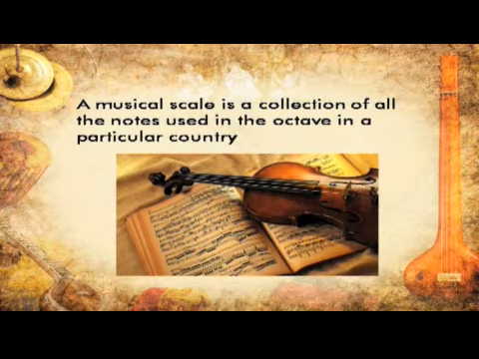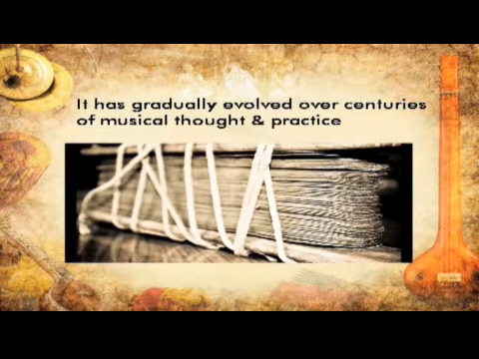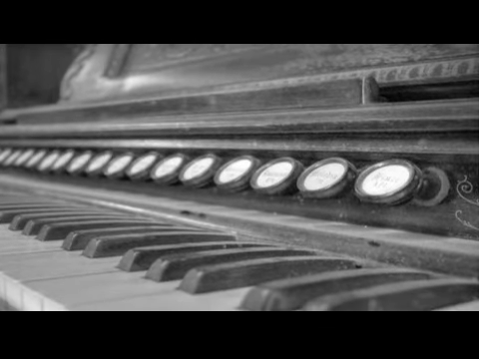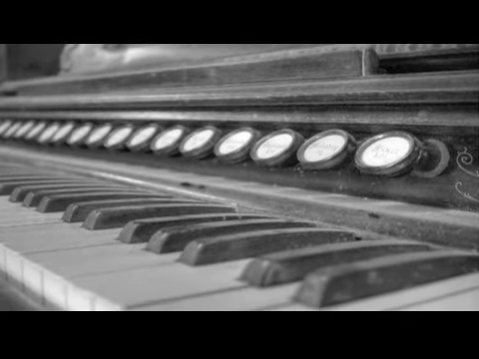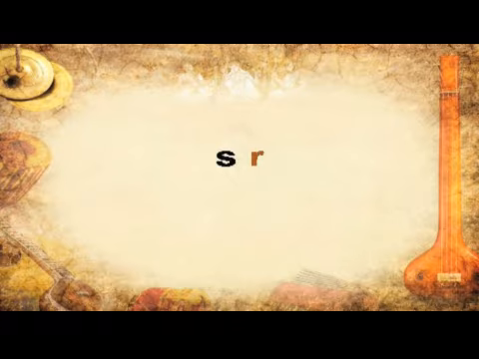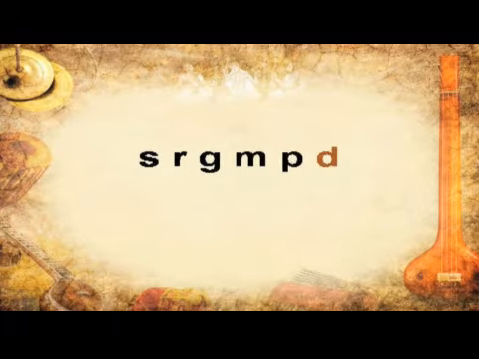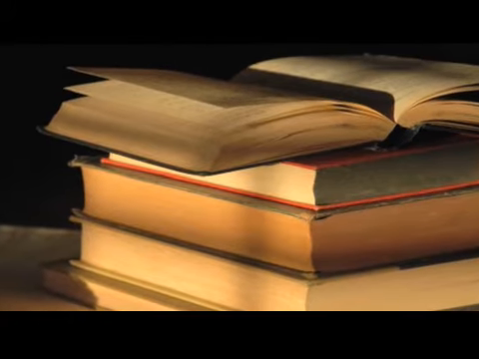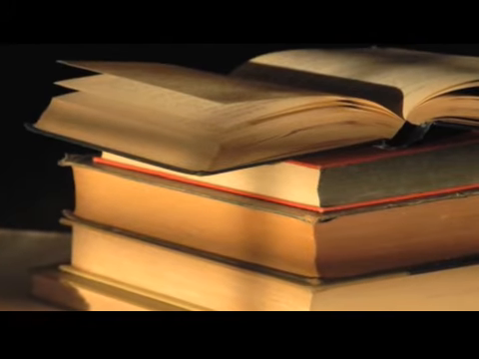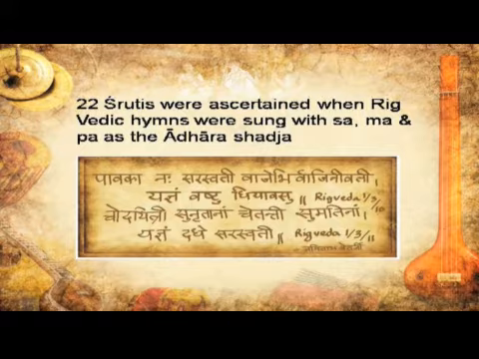A musical scale is a collection of all the notes used in the octave in a particular country. It has gradually evolved over centuries of musical thought and practice. As said before, the musical scale of Indian music are the Saptaswaras: Sa, Re, Ga, Ma, Pa, Dha, Ni. The 22 Shrutis of ancient music were not mere theoretical postulates. They are solid musical facts and were ascertained when Rig Vedic hymns and melodies were sung with Sa, Ma, and Pa as the tonic note or Adhara Shadja.